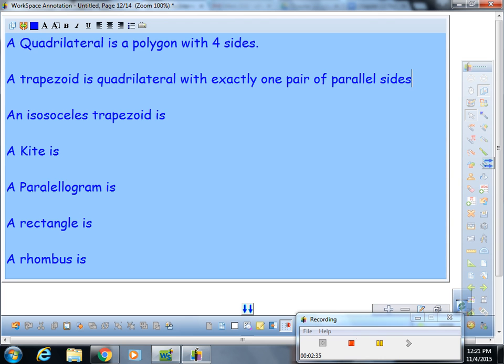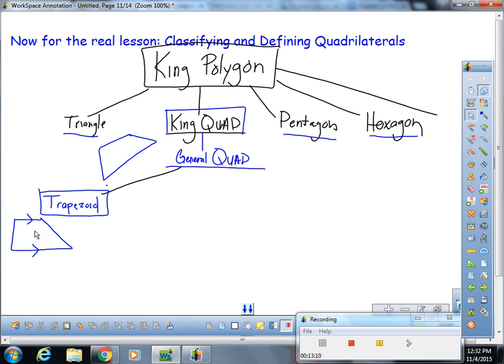And it's a quadrilateral with exactly 1 pair of parallel sides. And as you can see, this picture here meets that definition just fine.